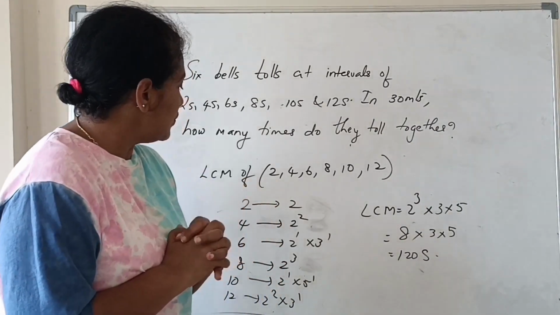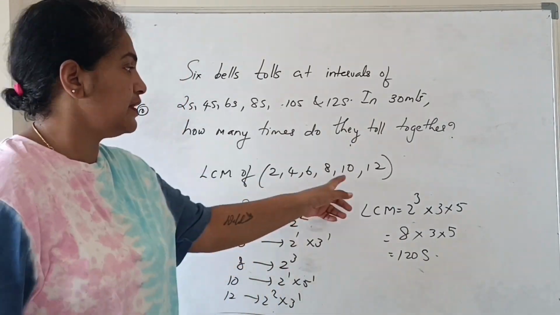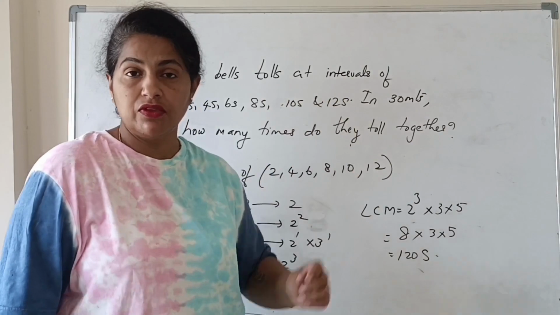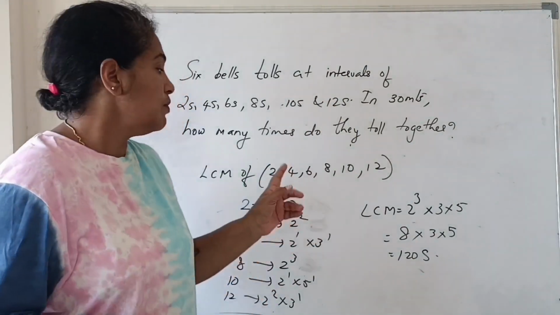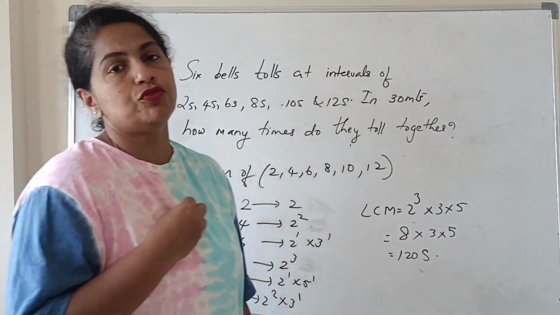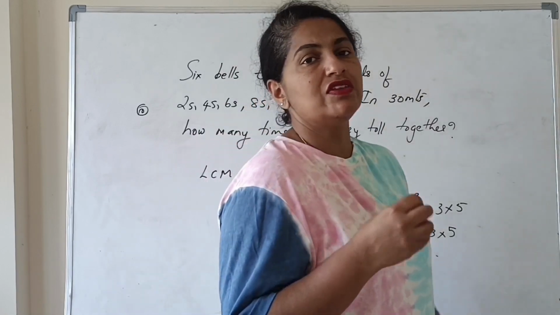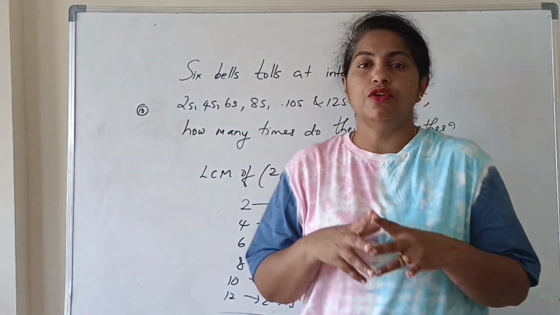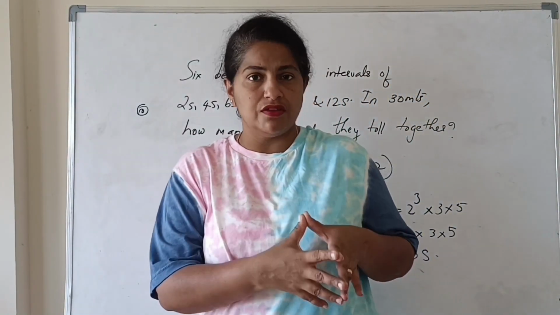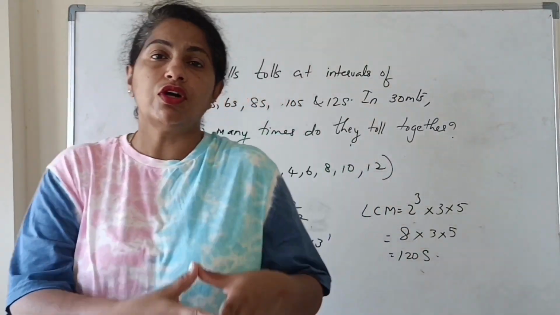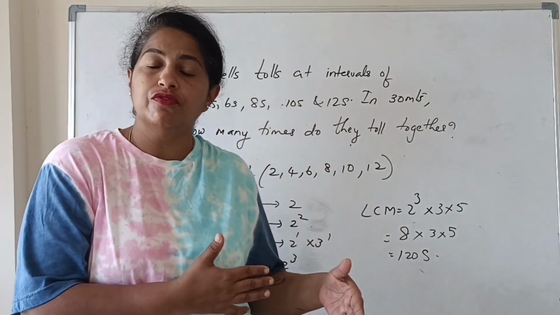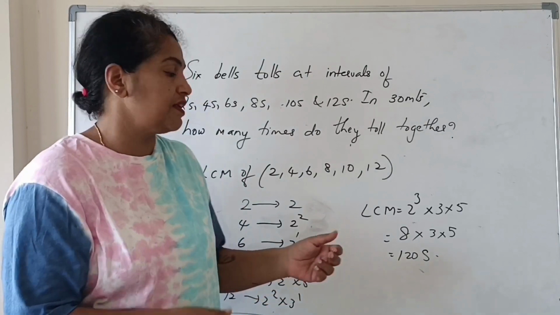So here I have found out the LCM of 2, 4, 6, 8, 10 and 12, which is the individual times given over here for the 6 bells, by using prime factorization. I have used prime factorization, the reason being that is the method you are expected to use in your examination for this particular class. Okay, not long division, not listing out the factors or multiples, you have to use prime factorization.